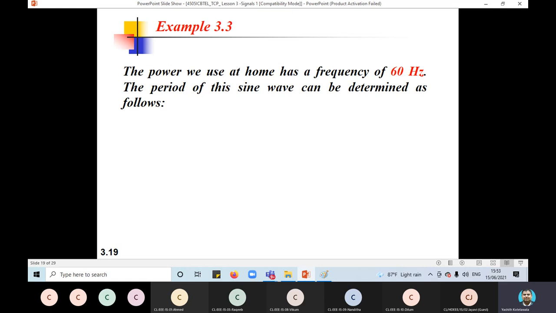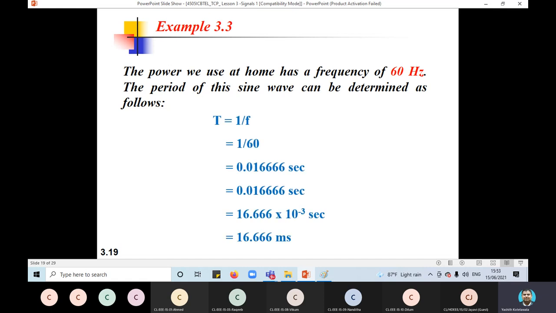That means basically we take 1 second. 1 represents 1 second. We take 1 second divided by 60, because inside a second we get 60 cycles. So when you divide it by 60, you get 1 period. So here, there you go. Capital T is equal to 1 second divided by frequency. That means 1 second divided by 60. You get 0.016666 seconds.